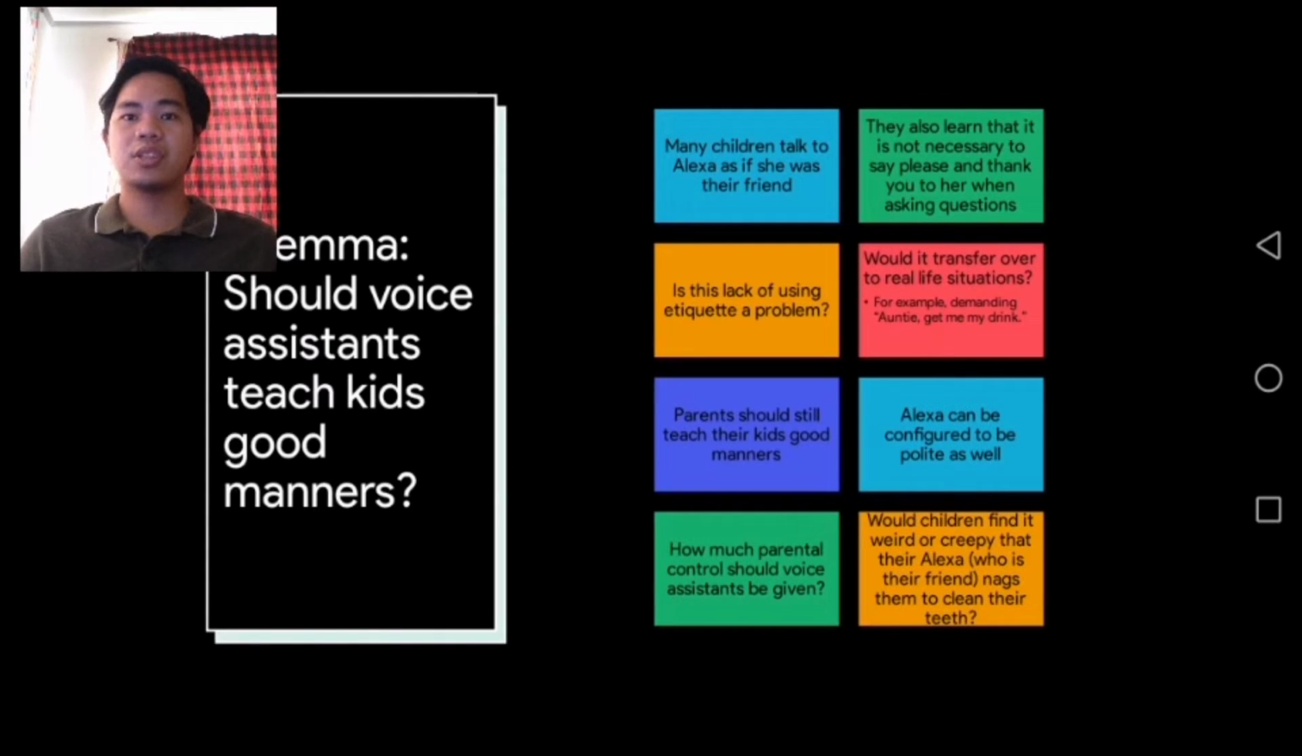Parents should still teach their kids good manners. Alexa can be configured to be polite as well. How much parental control should voice assistants be given? Would children find it weird or creepy that their Alexa, who is their friend, nags them to clean their teeth?